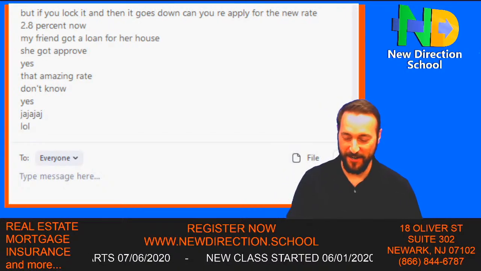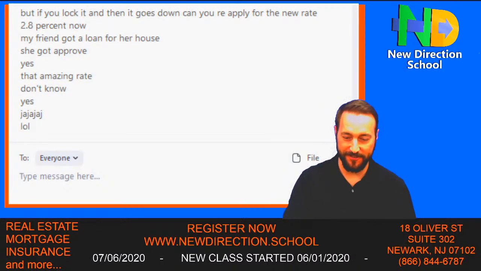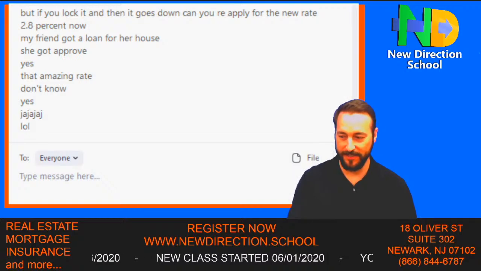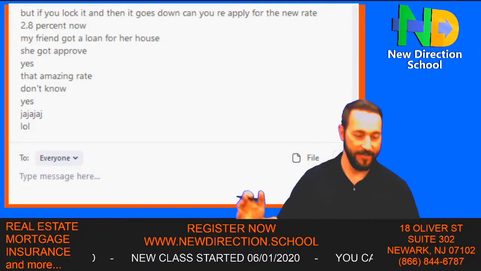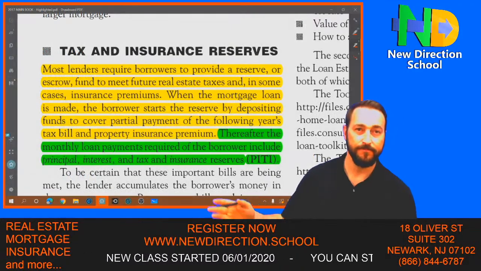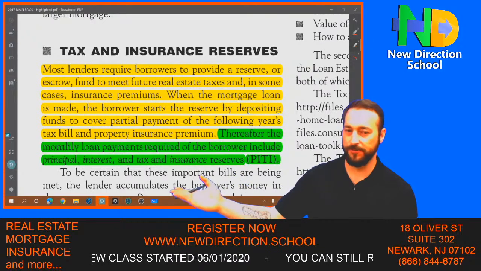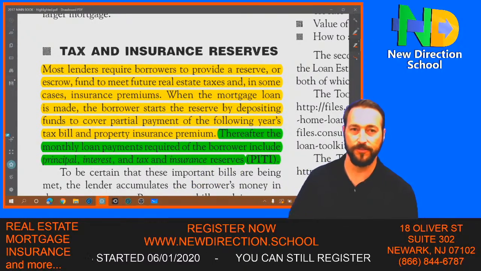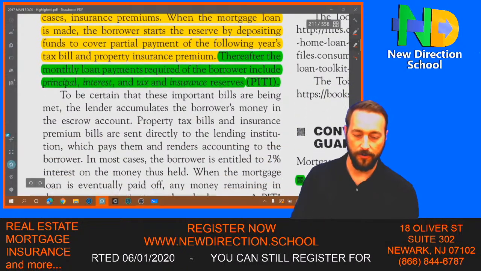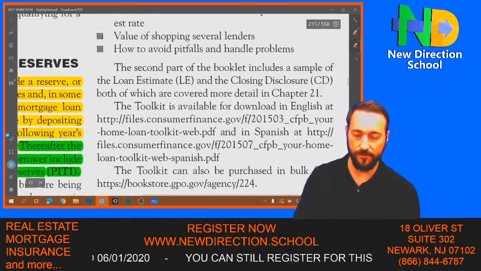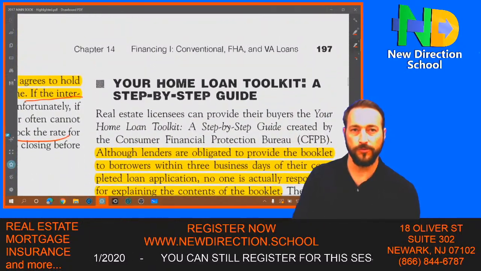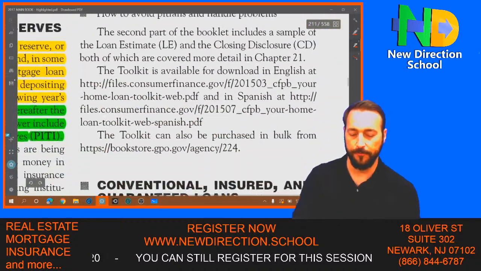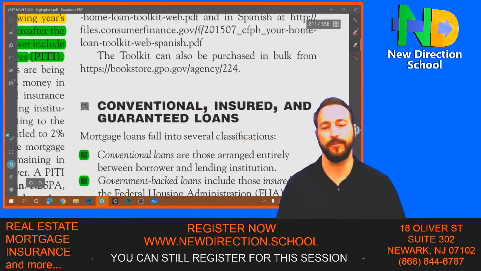All right, guys. So we're gonna be done for today. We'll talk about this. You guys already know PITI. You guys already know principal, interest, tax, and insurance. We just went over an example, right? PITI, principal, interest, tax, and insurance. Tomorrow, we're gonna go into your home loan toolkit and then the actual conventional, insured and guaranteed loans.